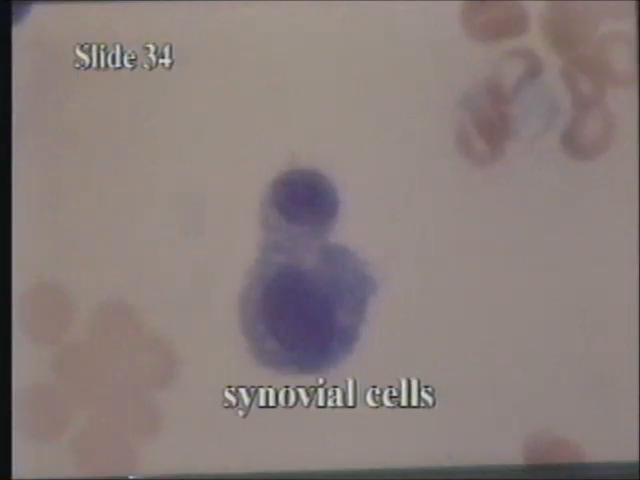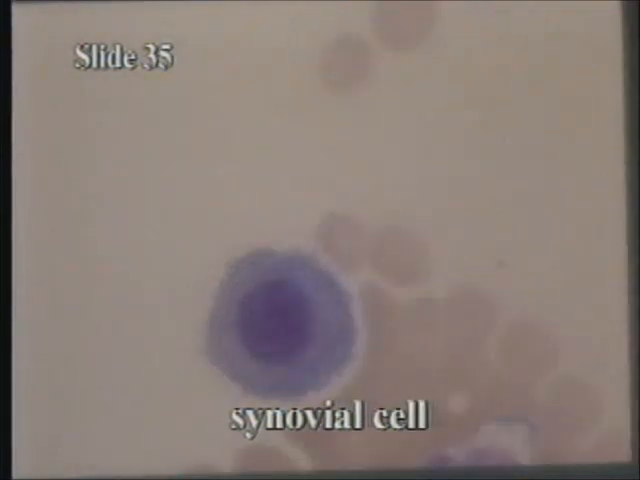On this slide, we see synovial cells. These cells have an appearance similar to mesothelial cells, but since there is no such thing as mesothelial cells in the synovial cavity, the identification of synovial cells is not difficult. This is a higher magnification of a synovial cell. Remember, they cannot be mesothelial cells and should be reported as synovial cells.